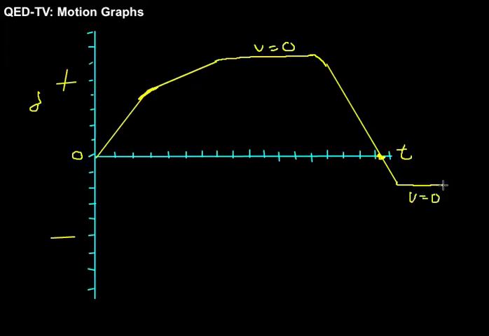And then I could turn around again and go back up, and I'd have another positive slope. So I'd have a positive velocity. It means I'm going back in the positive direction again. So this is a displacement time graph. And one thing that we'll point out again is that we can have a curve.